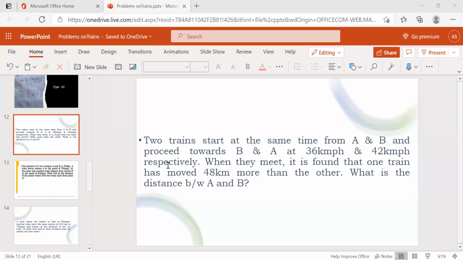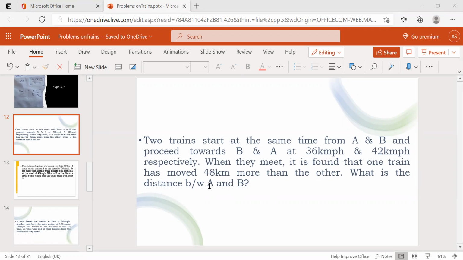Yeah, see here, the first question. Two trains start at the same time, A and B, and proceed towards B and A at 36 kilometers per hour and 42 kilometers per hour respectively. When they meet, it is found that one train has moved 48 kilometers more than the other. What is the distance between A and B? Here they are asking to find the distance between A and B.